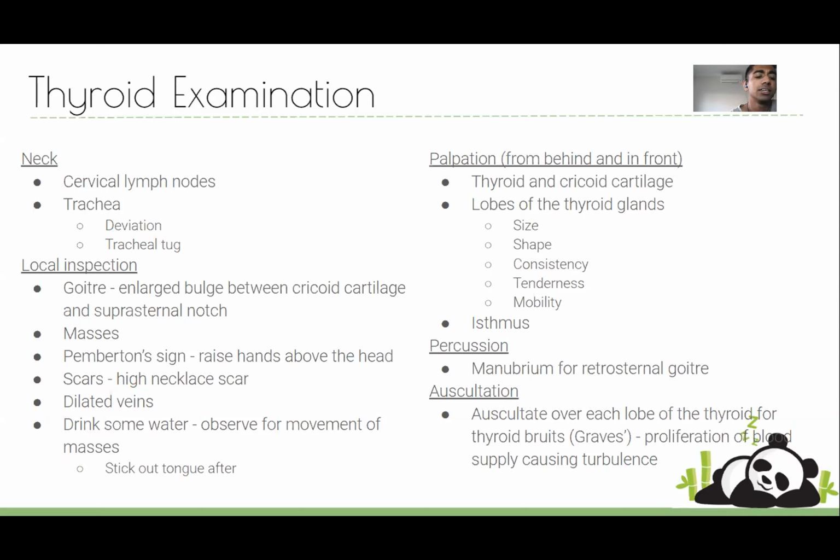And then we're going to ask them to drink some water. We're going to see if there are any masses that move. And then we're going to ask them to stick their tongue out after, because we'll also see if the thyroglossal cyst has either ascended into the tongue where the foramen cecum was, or whether it's still moving, because it's still attached. That thyroglossal cyst will still be attached by the thyroglossal duct in the neck, and you can still see the cyst move in the neck as well.